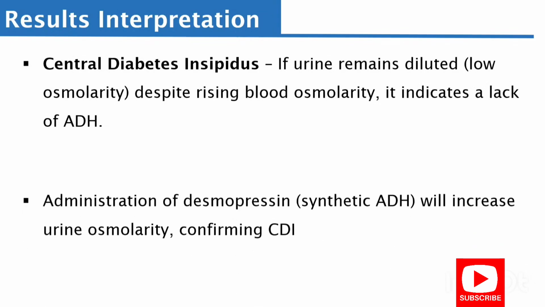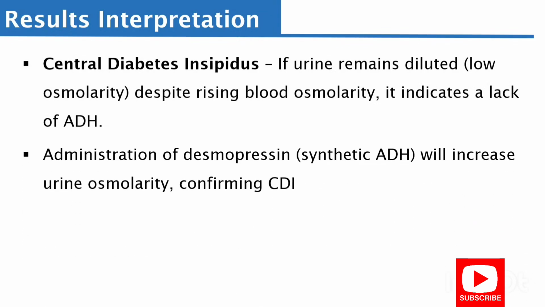Okay. Now, what it means is that in such a situation we can decide to give the person desmopressin. Once we give the person desmopressin, which is a synthetic ADH, it should be able to increase the urine osmolarity. And once that increases the urine osmolarity, it then confirms that this person is having central diabetes insipidus. I hope that makes sense.